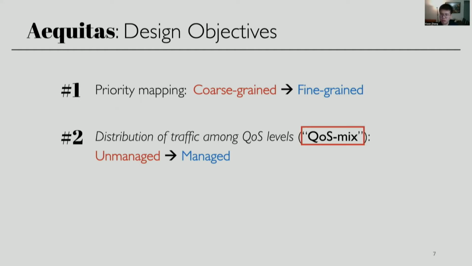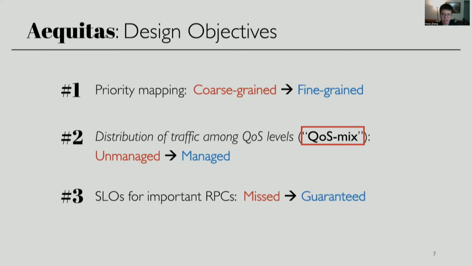And I'll be referring to this term many times in the following slides. Our last objective is to provide guaranteed SLO for our important RPCs. Now, with these objectives defined, let's look at Aequitas' actual design.